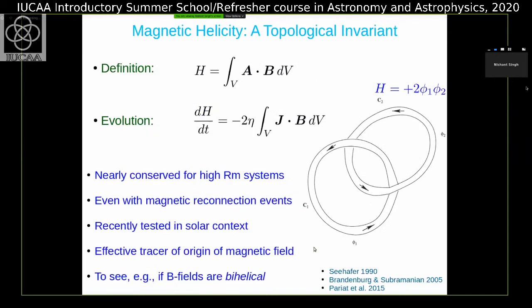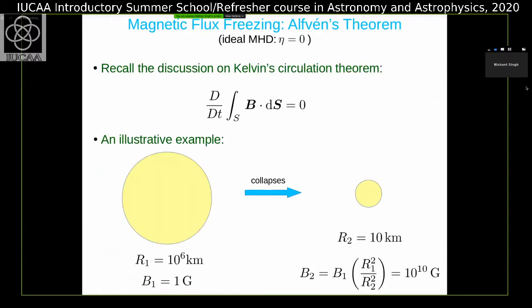There are also some predictions, which I will not have time to get into, that can make magnetic helicity an effective tracer of the origin of magnetic field. Remember that we are still discussing a lot about the origin of magnetic field, and there are clear predictions in terms of the helicity of magnetic fields if they are produced by certain dynamo-type effects. These are testable, and one is routinely testing this.